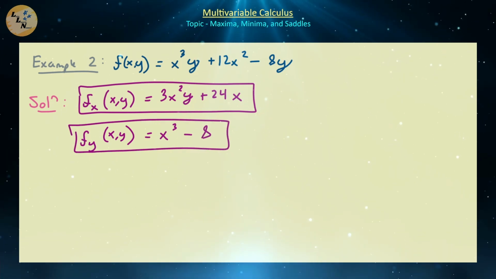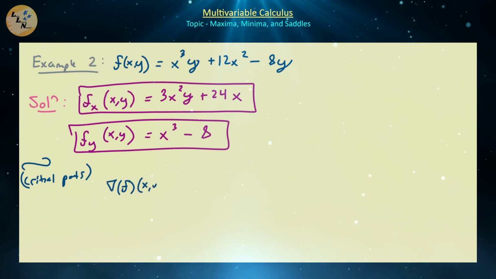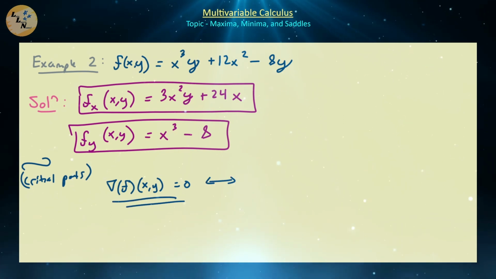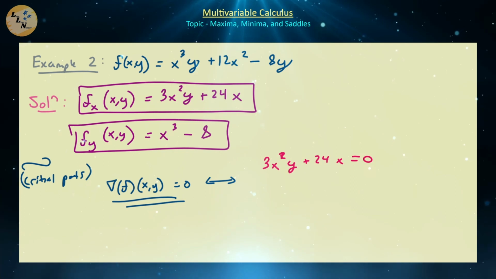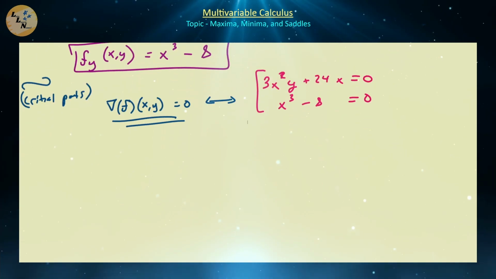And the next thing we need to find for our critical points is we need to find all points (x, y) that satisfy the equation: the gradient of f at (x, y) is equal to 0. So all of the points that satisfy that equation also satisfy this system of equations. So 3x squared y plus 24x is equal to 0, and x cubed minus 8 is equal to 0. All right. So how are we going to solve this nonlinear system of equations?